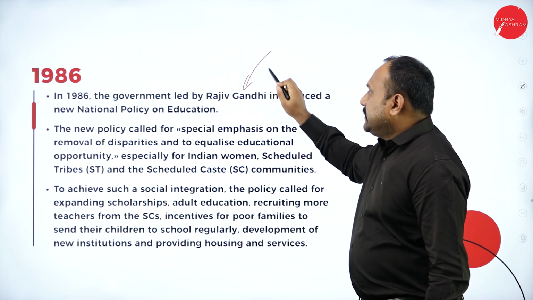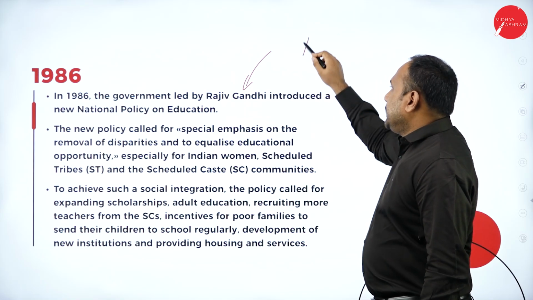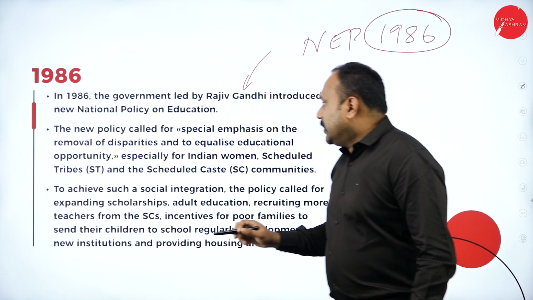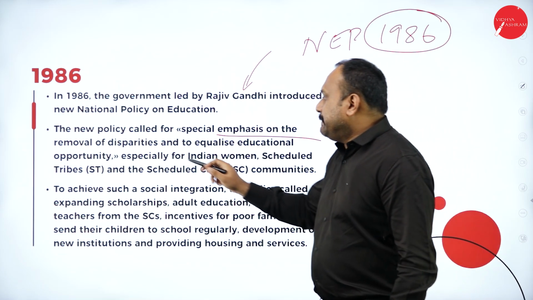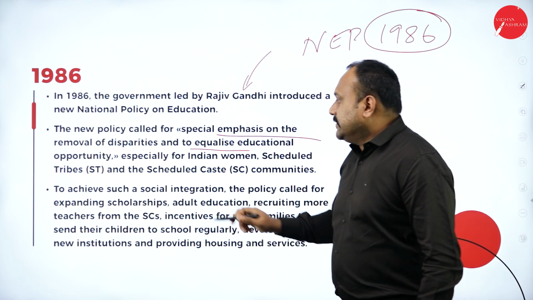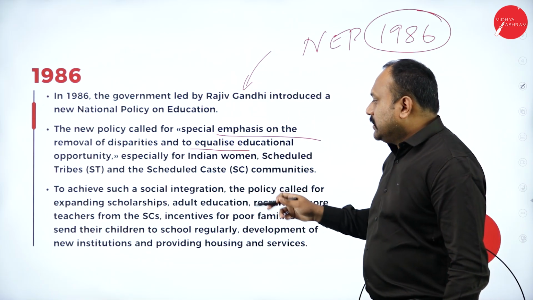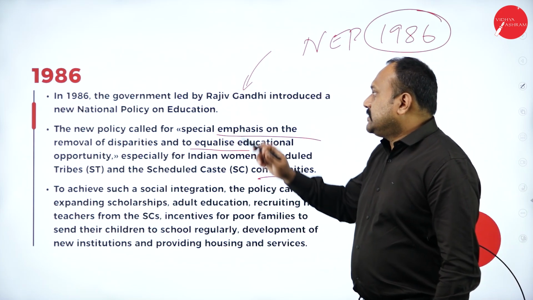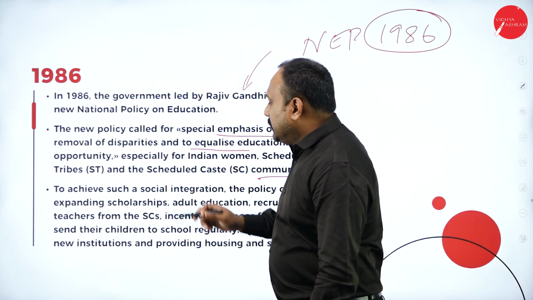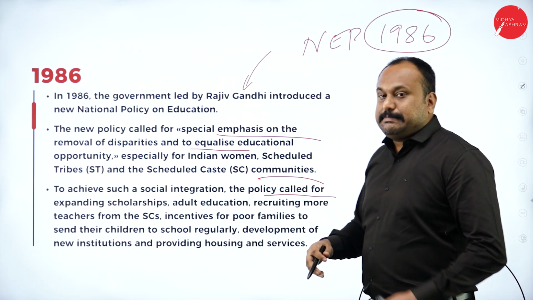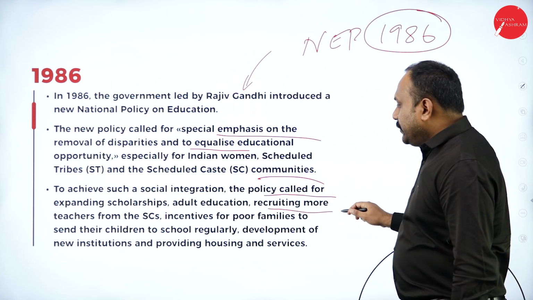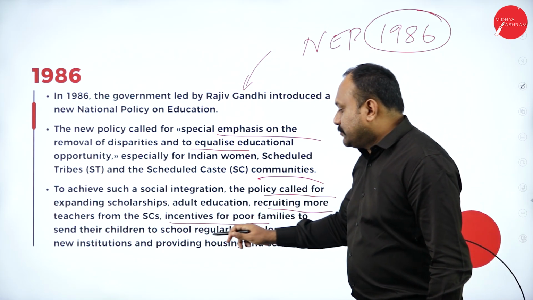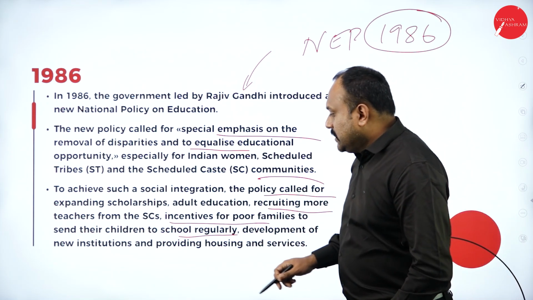The government led by Rajiv Gandhi introduced the new education policy, that is again the National Education Policy of 1986. The new policy called for special emphasis on the removal of disparity and equalized education opportunity, especially for Indian women, scheduled tribes, scheduled castes and other communities. So there was so much disparity then, and he reduced it in this policy of 1986. To achieve such social integration, the policy called for expanding scholarships, adult education, recruiting more teachers from the scheduled castes, incentives for poor families to send their children to schools regularly, development of new institutions, and providing housing and services.